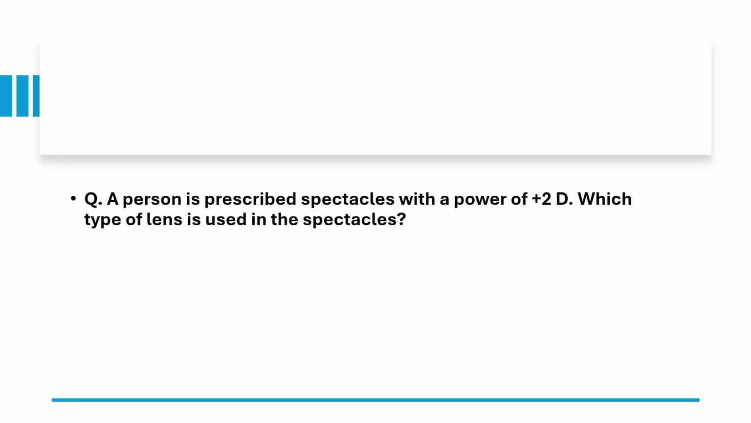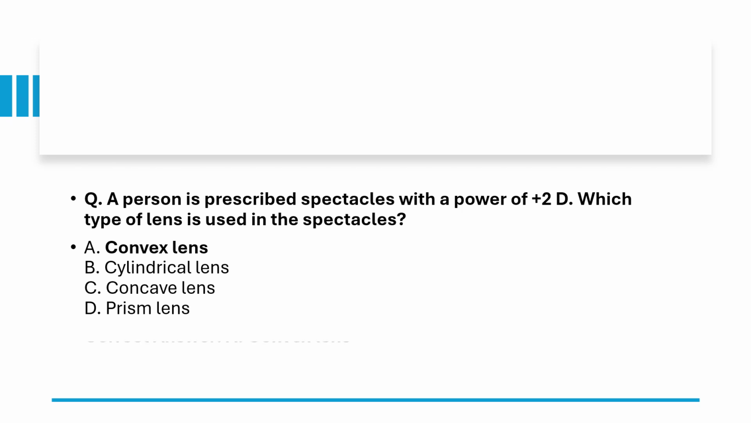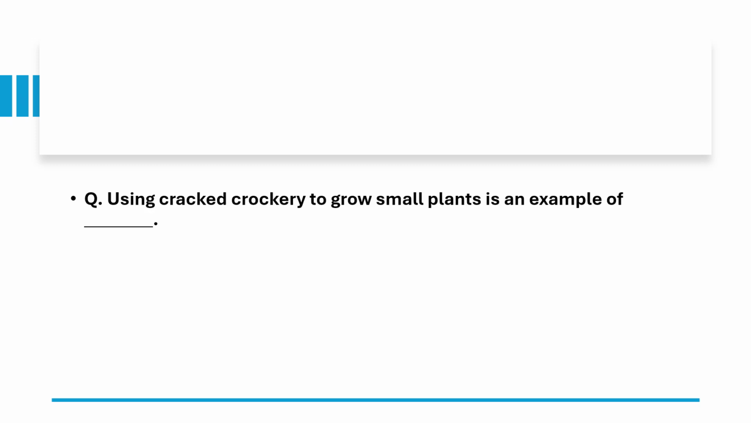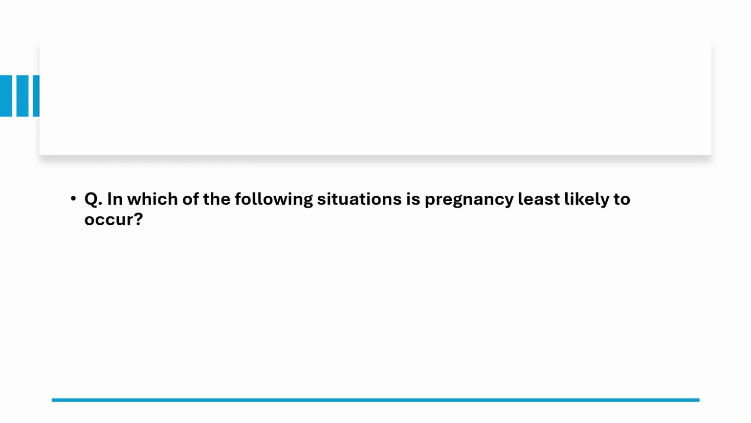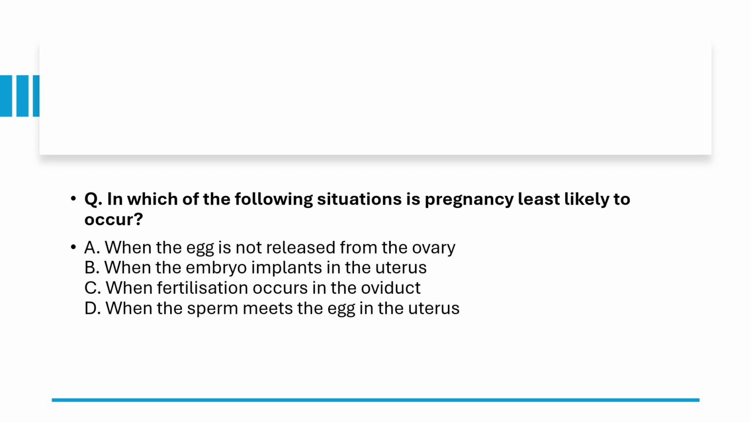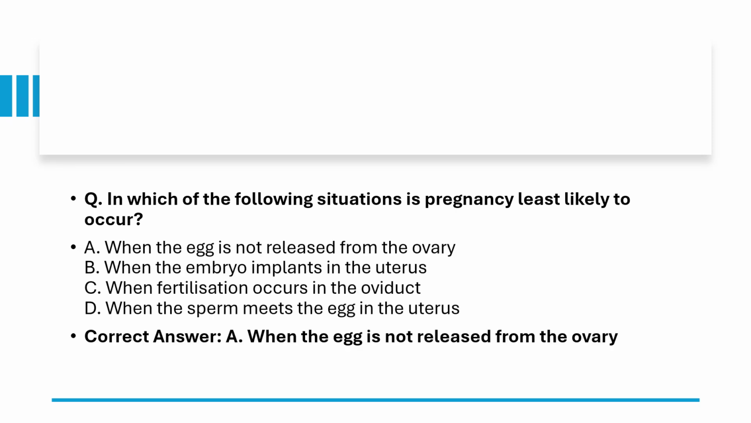A person is prescribed spectacles with a power of plus 2D. Which type of lens is used in their spectacles? So option A, convex lens. Using cracked crockery to grow small plants is an example of repurpose. Option D, repurpose. In which of the following situations is pregnancy least likely to occur? Option A, when the egg is not released from the ovary.